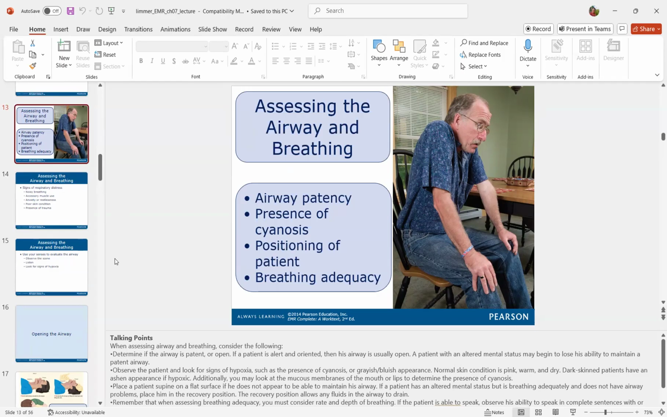A patient with an altered mental status may begin to lose their ability to maintain a patent airway. So if they start going unresponsive on us, and we're not sure what's going on, they could potentially lose that if they're having a stroke or a cardiac event, something like that.